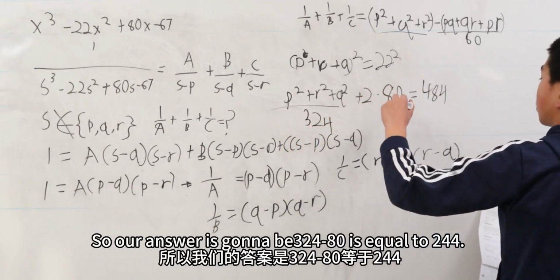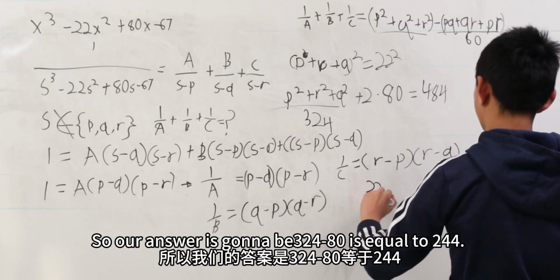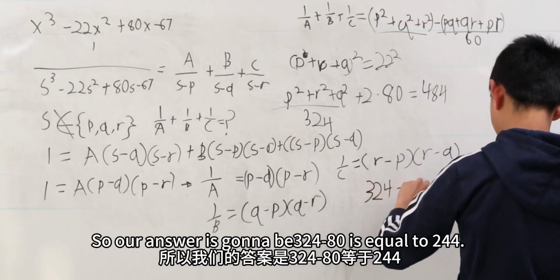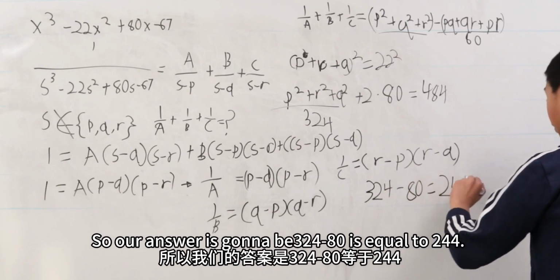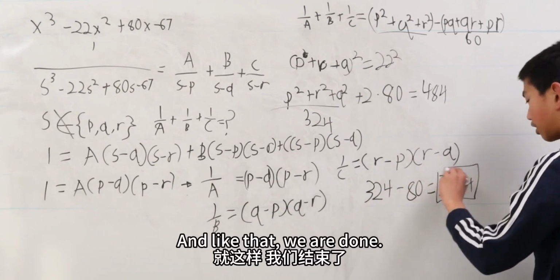So our answer is going to be 324 minus 80, which is equal to 244. And like that, we are done.